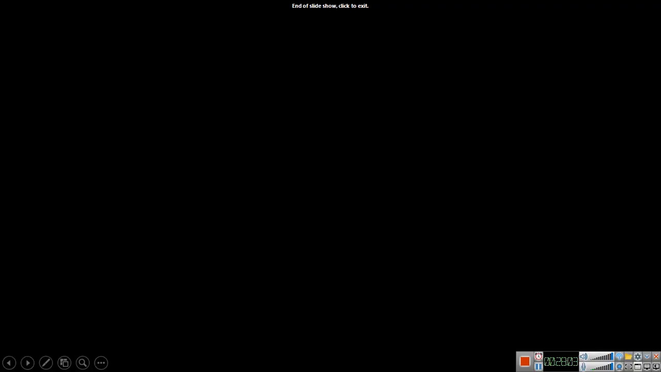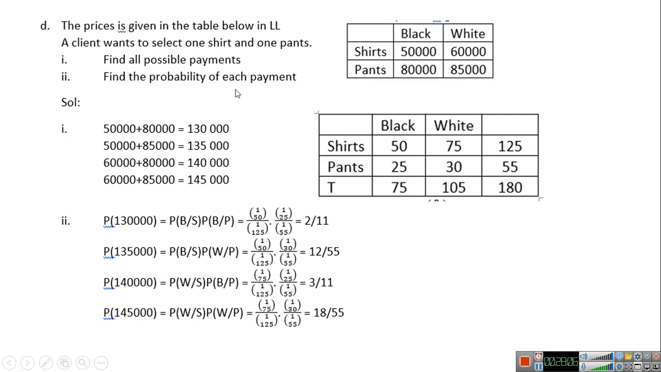D, the last one. The price is given in the following table. A black shirt costs 50,000, and so on. A client wants to select one shirt and one pant. Find all possible payments. He wants to select one from here and one from here. So he's going to pay either one black shirt and one black pant, or black with white, or white shirt and black pants, or white shirt and white pants.